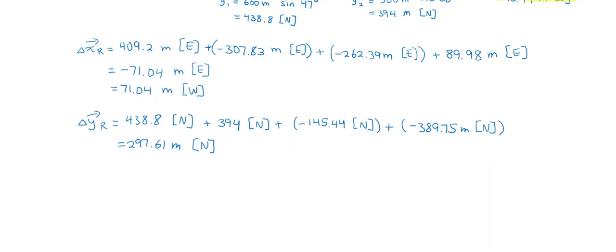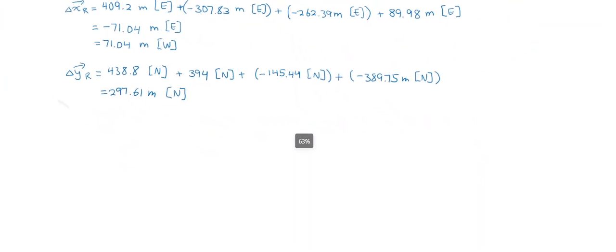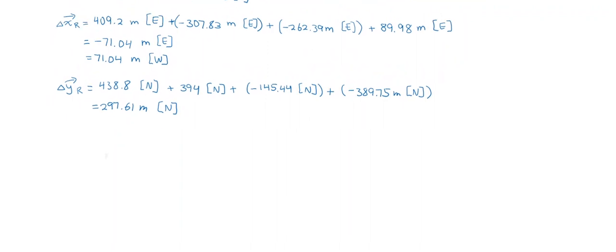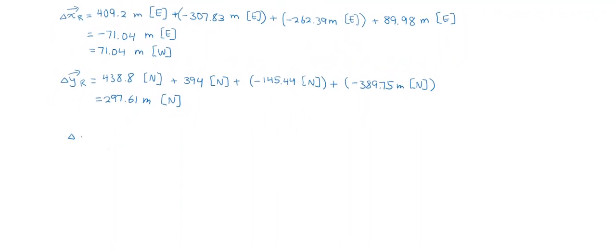And then once again, our final step is to do Pythagorean theorem. So delta displacement, resultant displacement, is going to be the square root of 71.04 squared plus 297.61 squared. This is going to give you 305.97 meters.